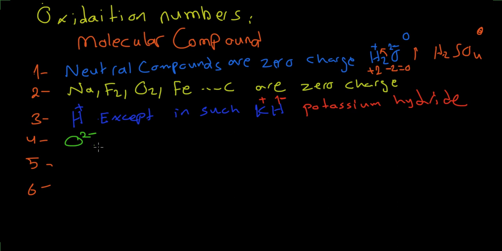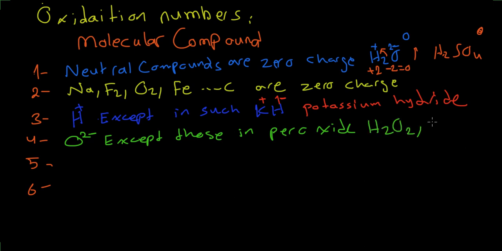Oxygen is mostly minus 2, except in peroxides like H2O2, K2O2, Na2O2, where oxygen is minus 1 and the other element is plus 1. So 2 multiplied by minus 1 is equal to minus 2, and 2 multiplied by plus 1 is equal to plus 2, and they cancel here.